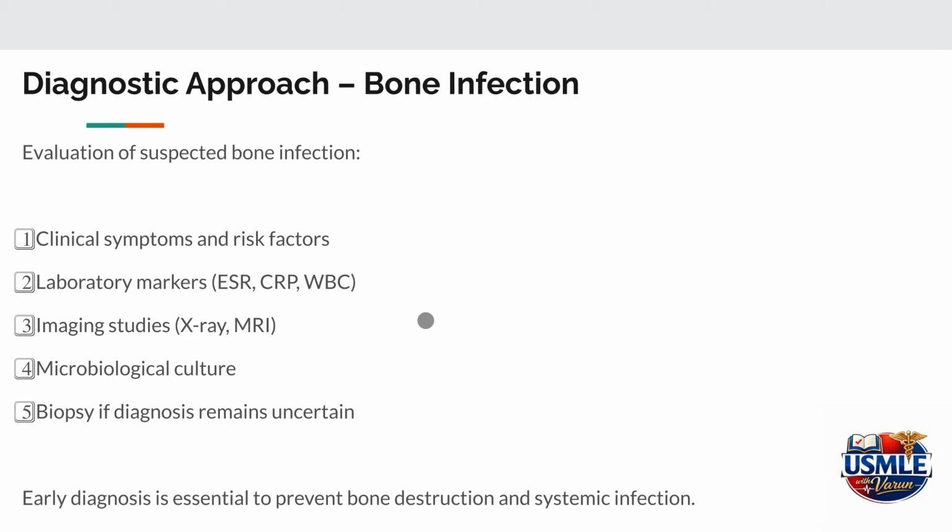So when evaluating a patient suspected of having a bone infection, a structured diagnostic approach is really helpful. The first step is to evaluate the patient's symptoms and identify risk factors for the infection. Next, we can do laboratory tests such as ESR, CRP, and WBC count, which can indicate inflammation. Imaging studies, including MRI and X-ray, might reveal bone destruction or soft tissue involvement.